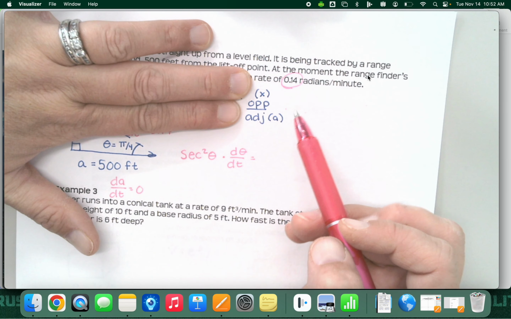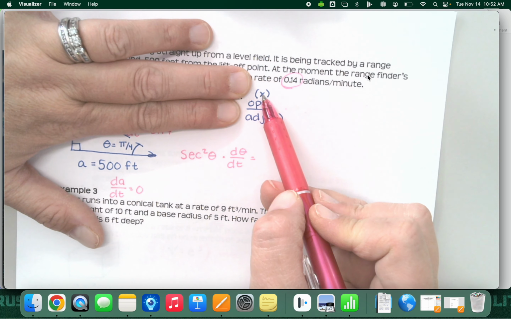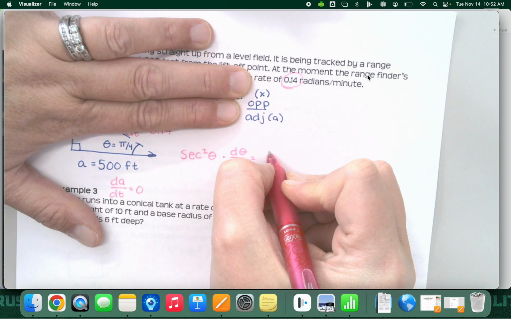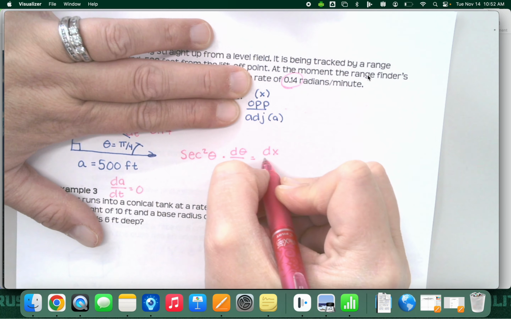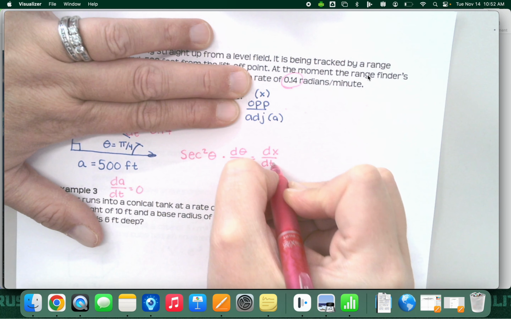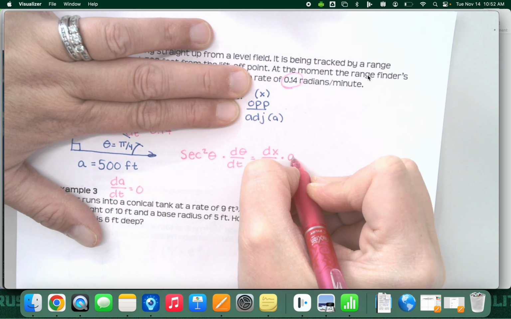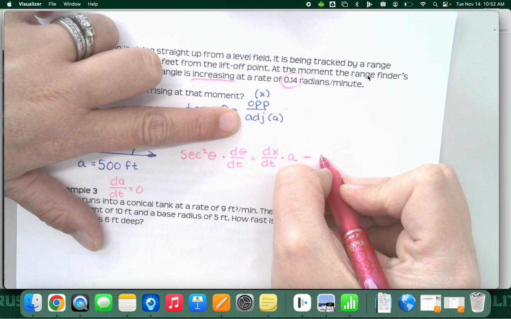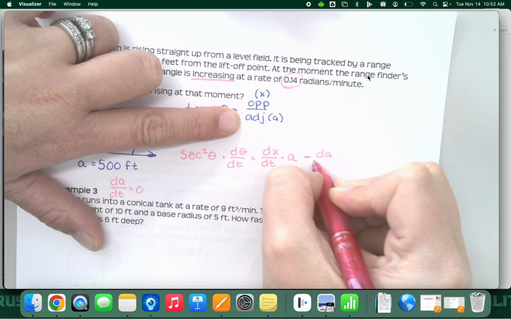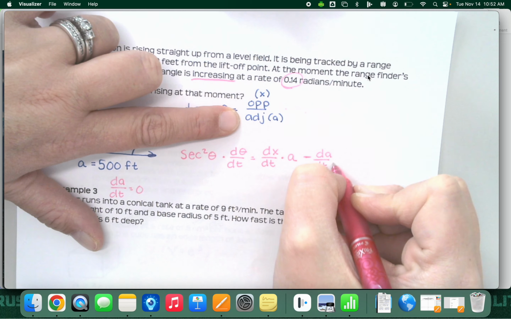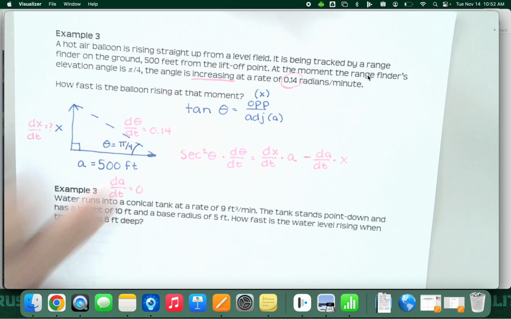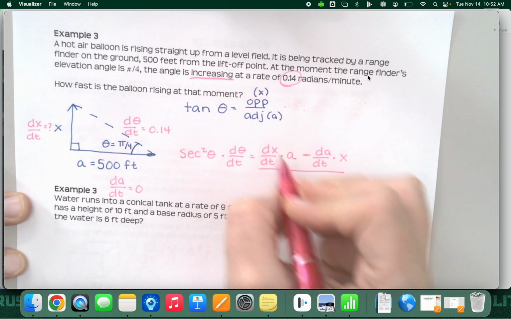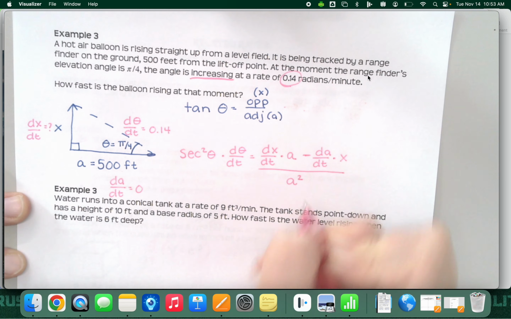When I do quotient rule, I do derivative of the top times the bottom. So derivative of the top, derivative of x is just dx dt. And that's times the bottom, which is a, minus dA dt, derivative of the bottom, times the top, which is x. And then all of that is over my denominator squared.